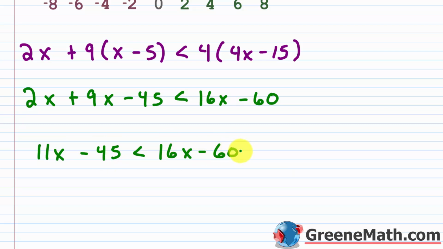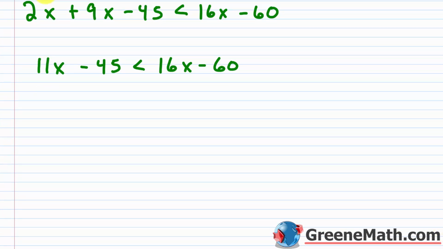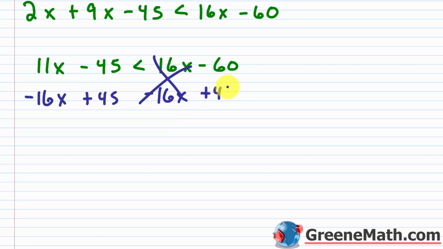So now I've simplified each side as much as I can, and it's time to move all the variable terms to one side, all the numbers to the other. So I'm going to subtract 16x away from each side of the inequality. So that's going to cancel. I'm going to add 45 to each side of the inequality. That's going to cancel. 11x minus 16x is negative 5x, and this is less than negative 60 plus 45, which is negative 15.